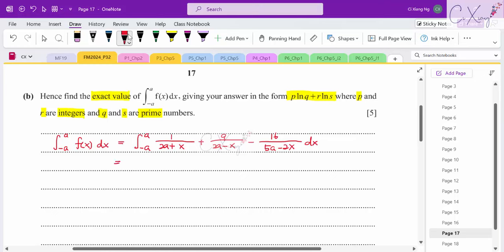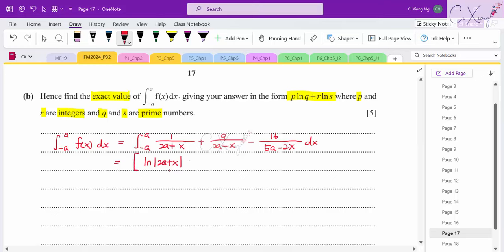Okay, so I think the integration for all these terms should be quite simple, because you have all the denominators with a bracket with power 1, x to the power 1, and the whole bracket is to the power 1. If I want to integrate them, 1 is a constant, no need to do anything, right? So when I integrate 1 over 2a plus x, by right I should have ln of 2a plus x divided by 1, because the coefficient of x is 1, so it should be divided by 1.